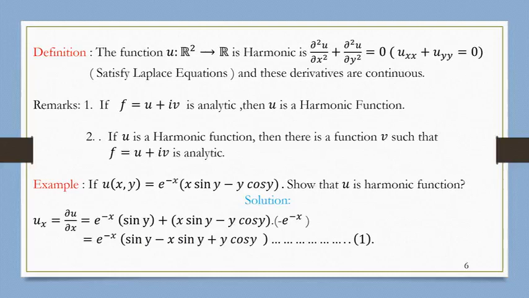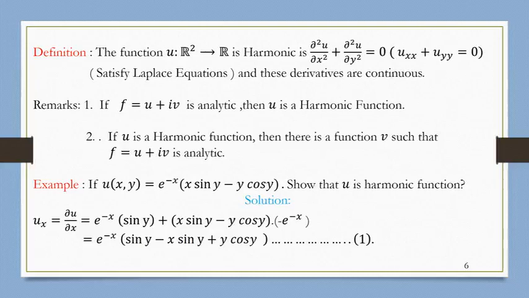So we have this remark: if f equals u plus i v is an analytic function, then u is a harmonic function. And conversely, we have this second result: if u is a harmonic function, then there is a function v such that f equals u plus i v is an analytic function. So this is like a theorem. If you have an analytic function, you can deduce u is a harmonic function. Conversely, if u is a harmonic function, you can deduce there is a function v such that u plus i v is analytic.